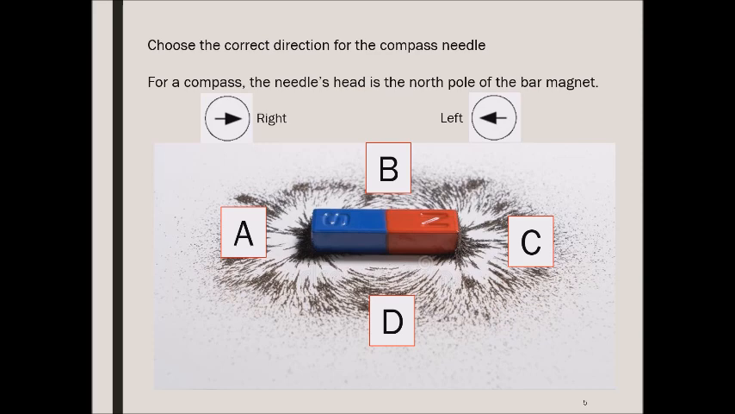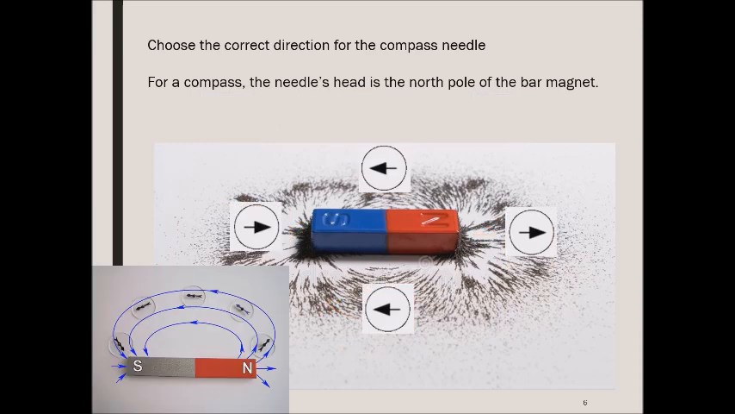Okay, so the magnetic field always points to the south, so B is going to the left and D is going to the left, points away from the North Pole and towards the South Pole. So this is to the right, this is to the right, this is to the left, and this one is to the left, as shown here. And again, here's another picture of a bar magnet with a compass nearby.